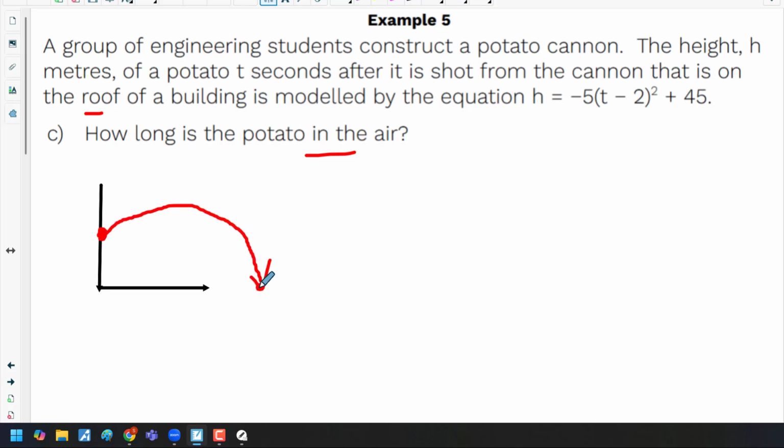The question is asking us for this value right here, and that's called the x-intercepts. We just did an example on this. Your x-intercepts, also known as roots, zeros, solutions. How do we find the x-intercept? Actually, that's a good question now, because in the previous example it was in standard form. We could have used the quadratic formula. But now we have vertex form.